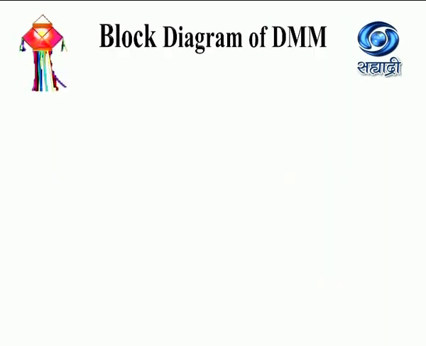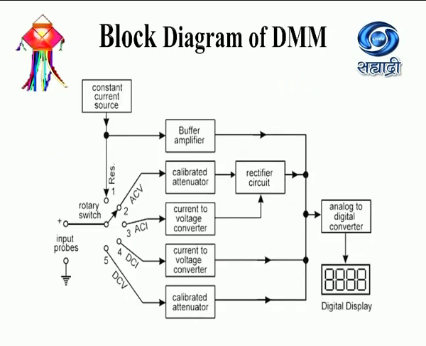Block diagram of DMM. So let's see the block diagram of DMM. This is the block diagram of DMM. We have various blocks in this diagram. First one is the constant current source. Then there are range selection switches where we can select different ranges for different measurements. Then these switches are connected to different blocks. The first block is the buffer amplifier. Then we have a calibrated attenuator. Then we have a current to voltage converter and a calibrated attenuator.